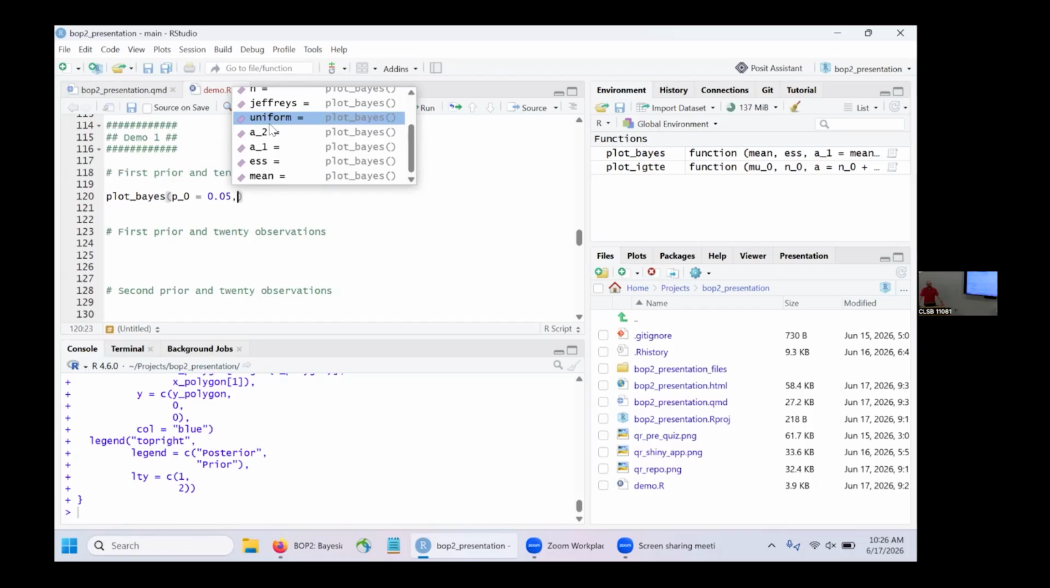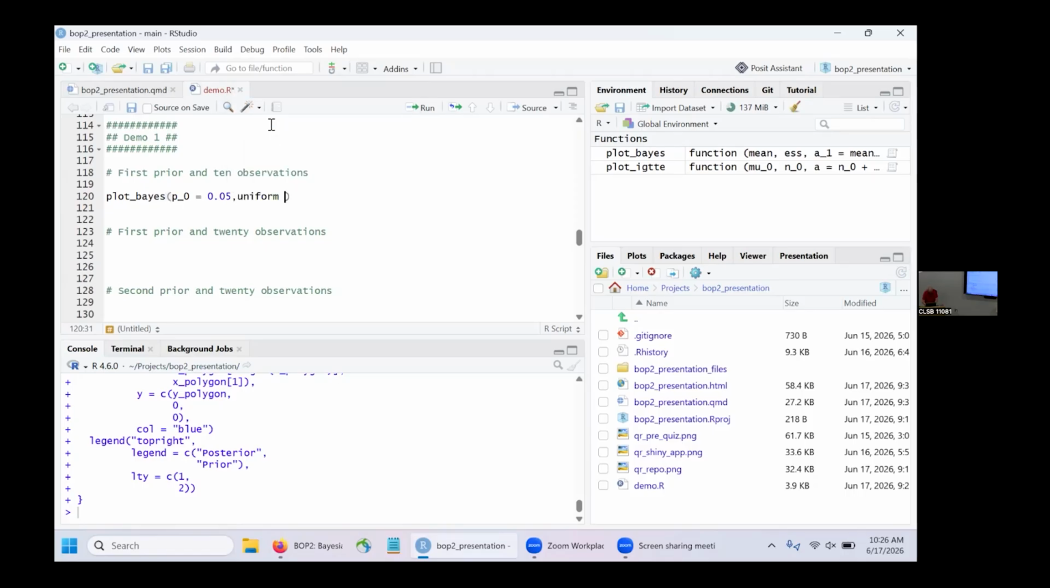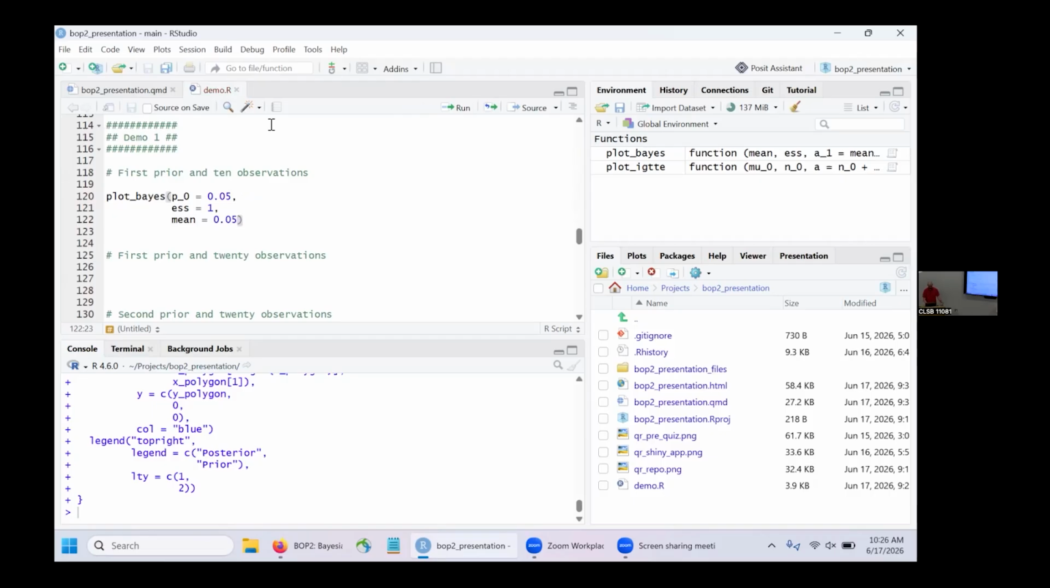So do you want to use a uniform prior then? Yep, with an effective sample size of 1 is fine. The default would be fine. Okay, you said yes, effective sample size equals 1. Then we're going to use a mean of the null value as well.